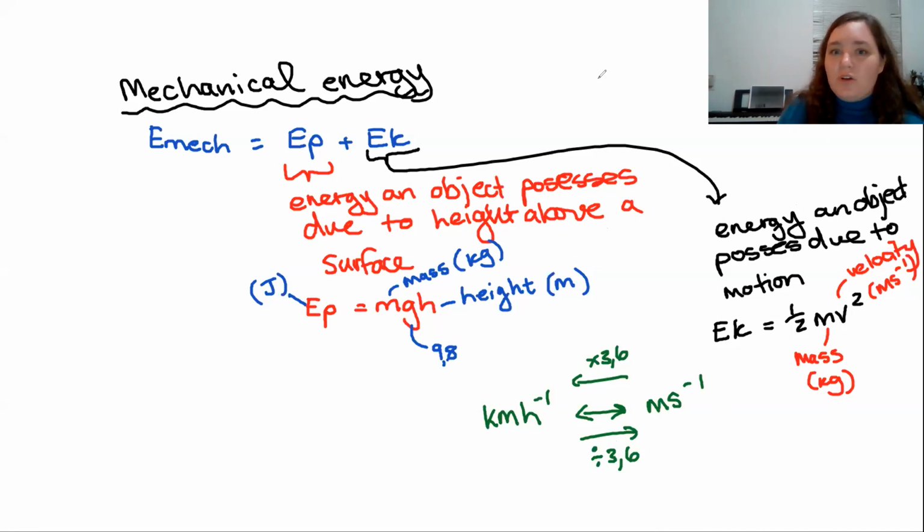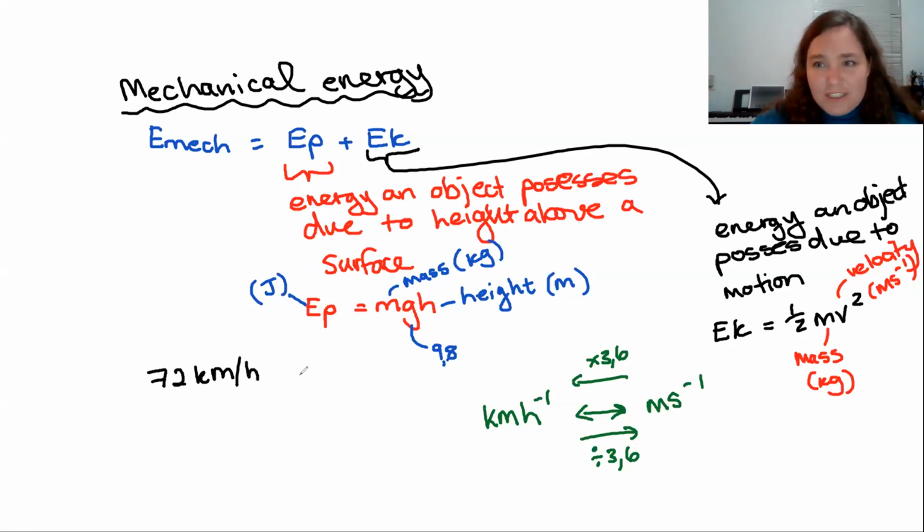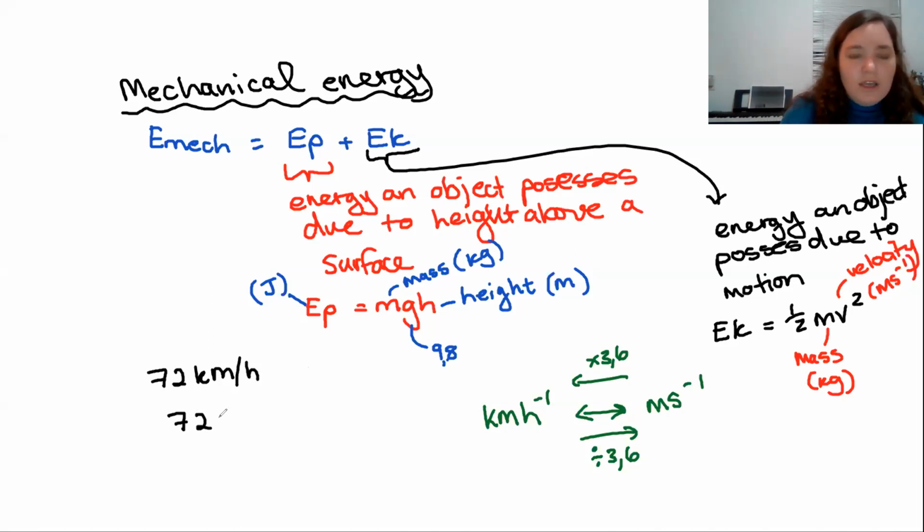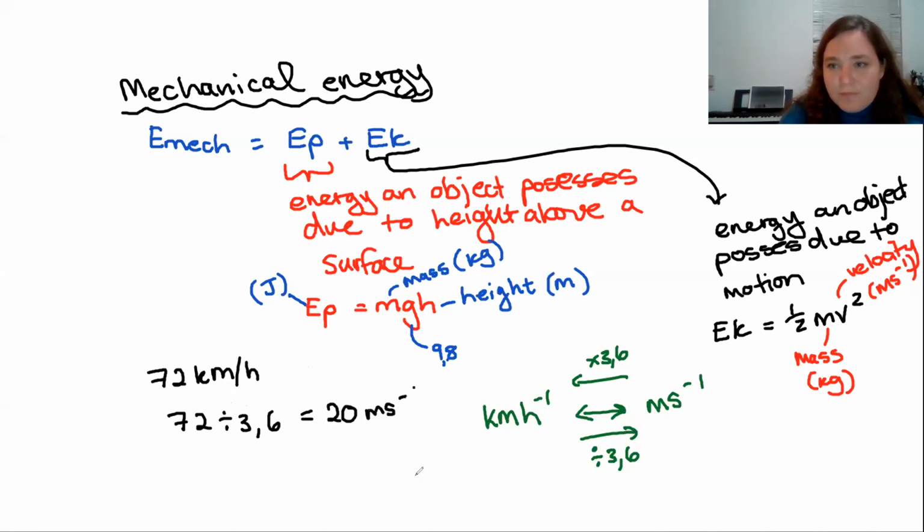So if I told you that this object was traveling at 72 kilometers an hour, and they like to do this, it gives them an opportunity to quickly check that you know what you're doing. All that you do is you take that 72 and you divide by 3.6, and if you did that, you'd end up with an answer of 20 meters per second.